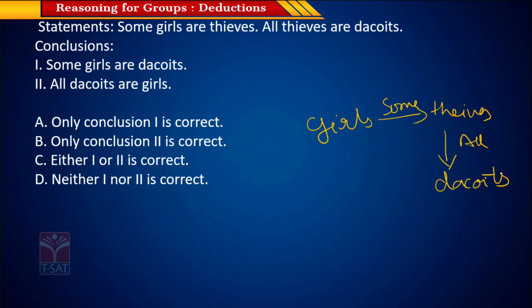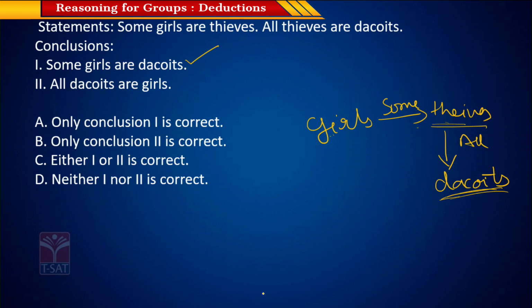Okay, so the conclusion, some girls are dacoits, right? Some of these girls are thieves, and whoever is a thief automatically becomes a dacoit. So obviously some of these girls will definitely be dacoits. So this is a logical conclusion based on these statements.